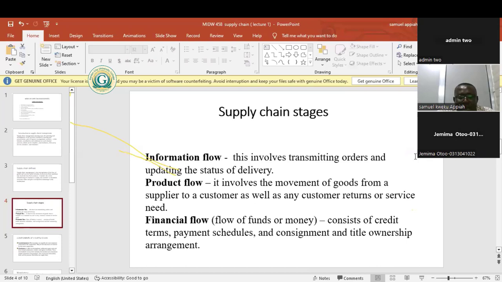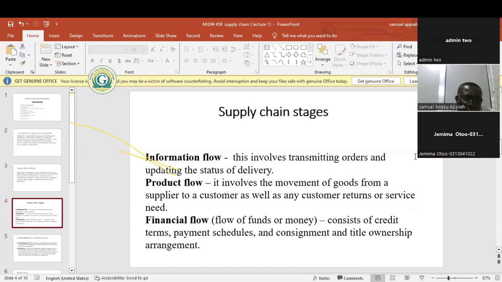Then the last, not the least, the most important is financial flow. Because if you talk about information, if you talk about the product, without finance, there wouldn't be smooth flow within the chain. So financial flow is very, very important. The flow of funds or money consists of credit terms, payment schedules, and consignment and title ownership arrangements. So when you talk of credit terms, if you are making orders, what are the credit terms? Is it cash and carry? Are you buying on credit? Then we're looking at the payment schedules. Probably do you pay quarterly or do you pay on a daily basis?